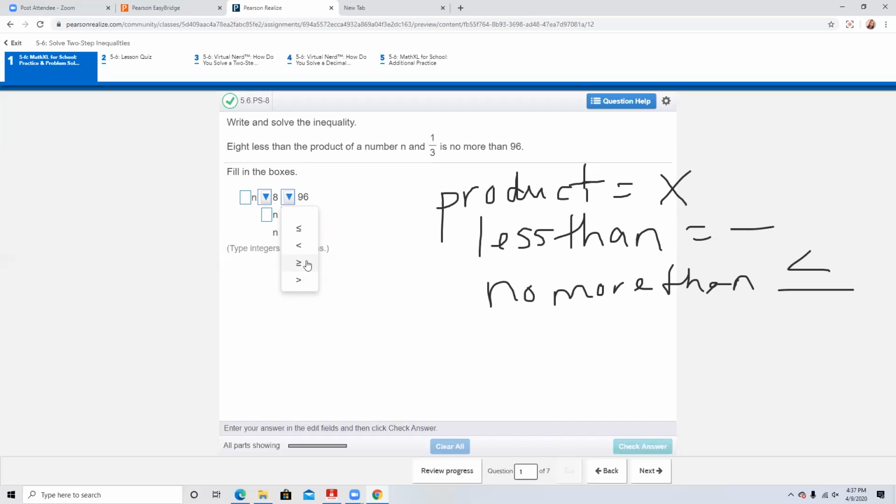And then no less than is the greater than sign over the equal to sign.